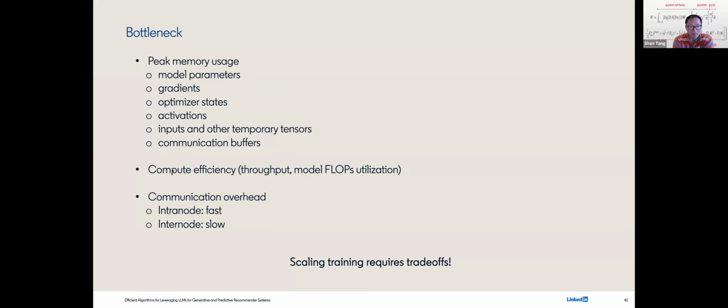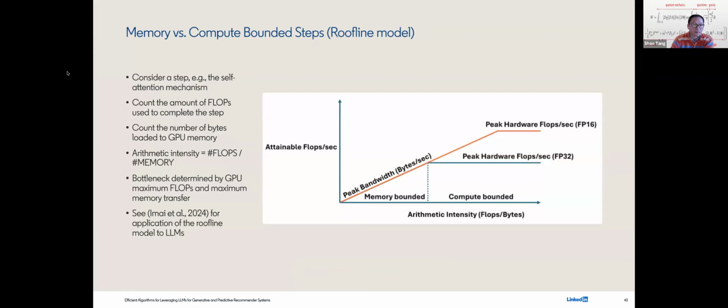And also there's a bottleneck on the computation efficiency, measured by throughput, model flops utilization, and communication overhead, where intranode is usually fast, while internode communication is slow. So scaling training requires trade-offs. Furthermore, we're trying to understand this by the very famous roofline model, where we understand the trade-off between memory versus compute bound.